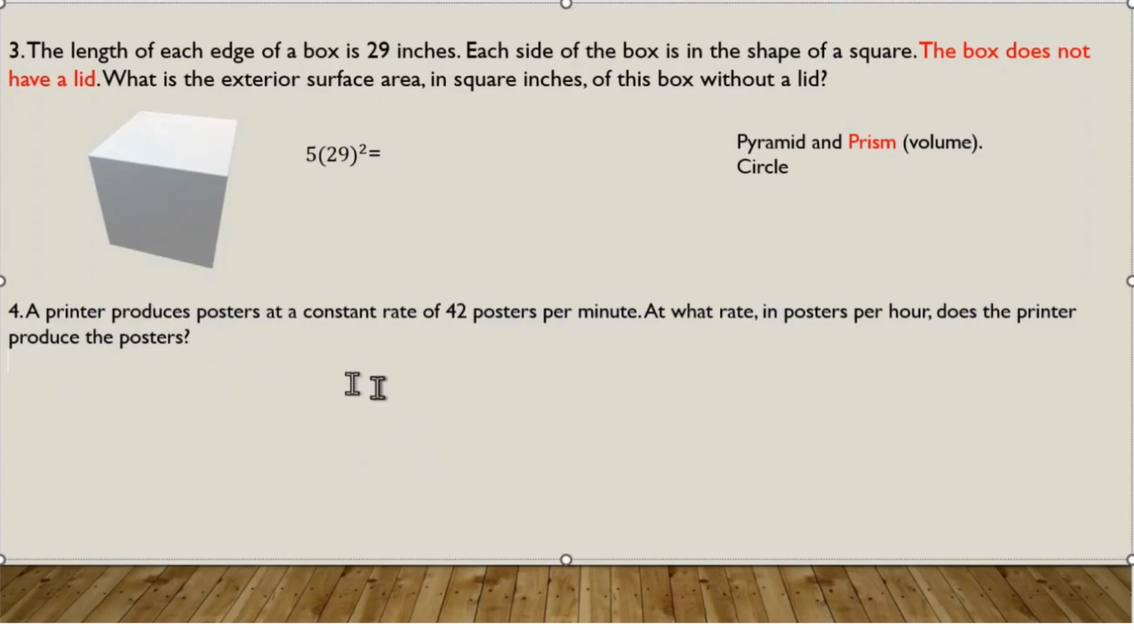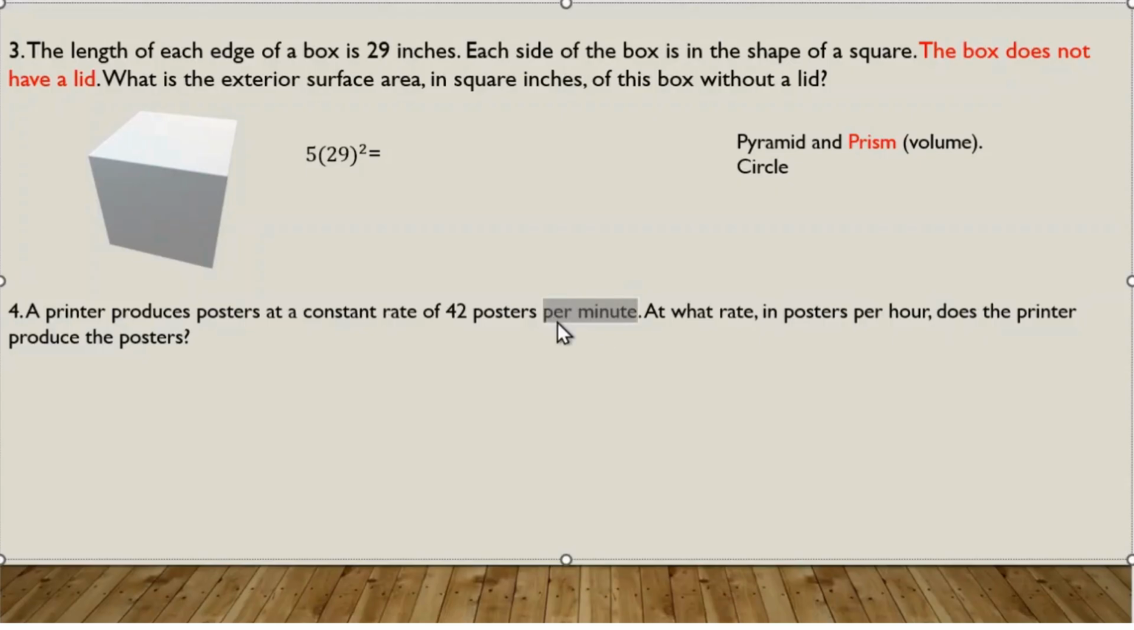So what does this question say? A printer produces posters at a constant rate of 42 posters per minute. At what rate, in posters per hour, does the printer produce the posters? It's a really simple question. Instead of per minute, they're asking us per hour. How many posters are being made in 1 hour?